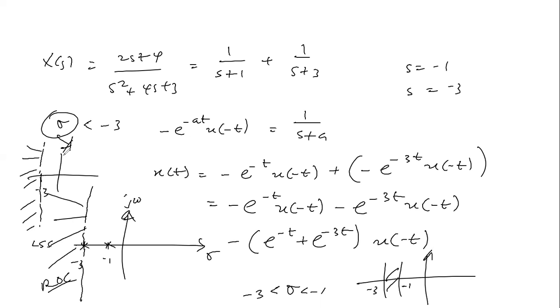Yes, sir. For sigma between minus 3 and minus 1, it means that the system is not stable, right? It's not stable because it does not include the j omega axis. If the strip was here such that it includes the j omega axis, it will be stable. But since it does not include the j omega axis, it's not stable.